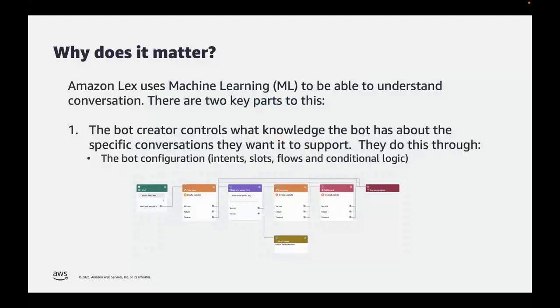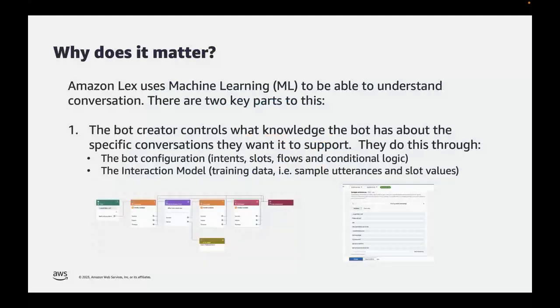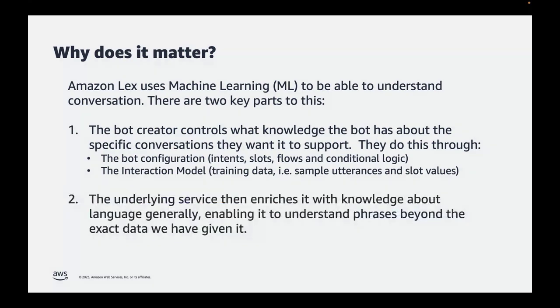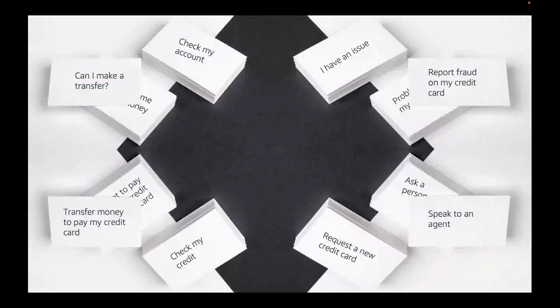And you do that by firstly how you configure the bot, so the intents and the slots, the different types of data that you're saying each slot is, what order it should be collected in. And secondly, the training data you give it, so sample utterances and the slot values. And those are also used to tune the ASR model specifically for your bot, so on top of that generalized ASR model, what you put in there really does matter. And finally, the second piece is that the underlying service will then enrich it with knowledge about language generally. And that will enable it to understand phrases beyond the exact data that you have put into it.